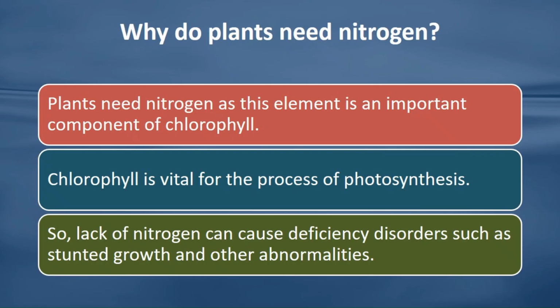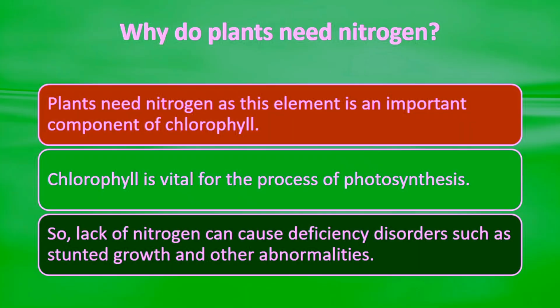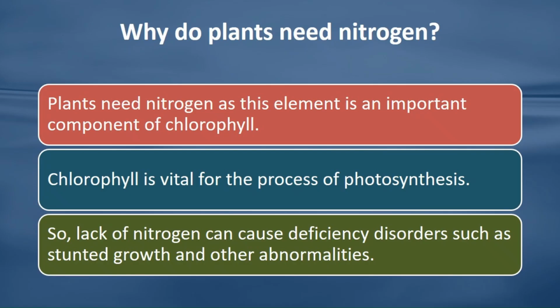Why do plants need nitrogen? Plants need nitrogen as this element is an important component of chlorophyll. Chlorophyll is vital for the process of photosynthesis. So lack of nitrogen can cause deficiency disorders such as stunted growth and other abnormalities.